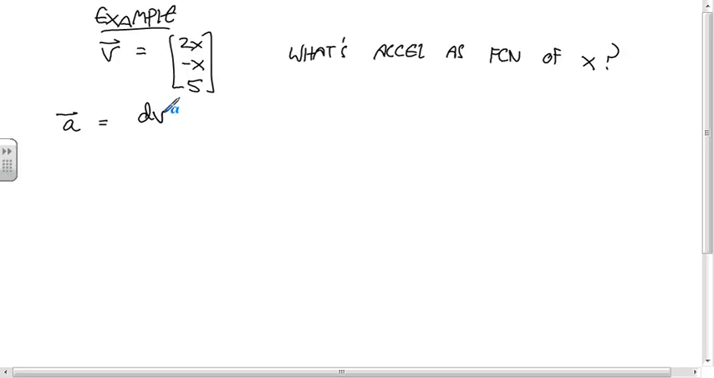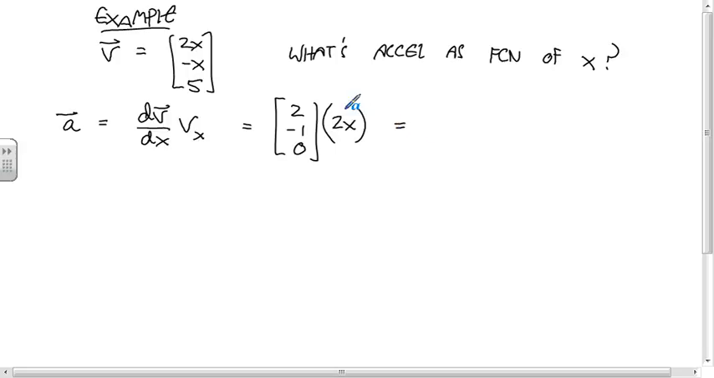It's equal to dv dx times dx dt, which is the x component of the velocity. dv dx is the vector 2, negative 1, 0. And you're multiplying that by the scalar vx, so 2x. And that gives you 4x, negative 2x, 0. So if you knew that the velocity had this relationship with the position, then you could just directly calculate the relationship between the acceleration and the position using the chain rule.